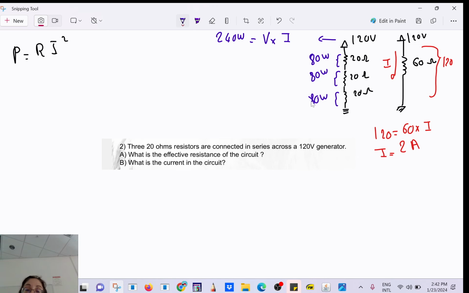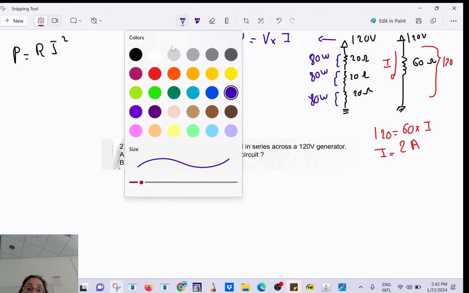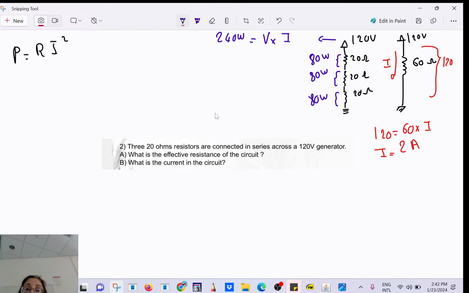Okay, let me ask you something else. Can you tell me what's going to be the voltage drop across each one?